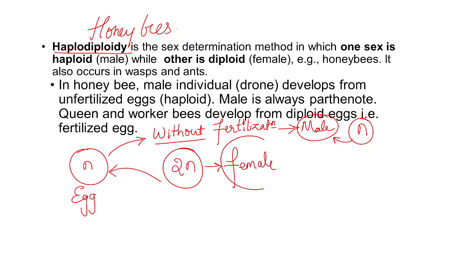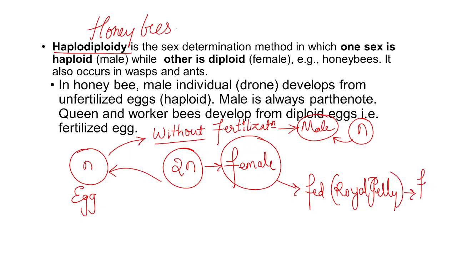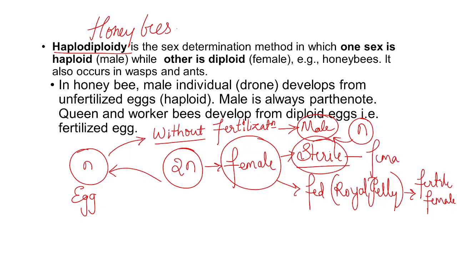And if it gets fertilized by a sperm, when it gets diploid, then it will develop into the female. And this female individual, if it is fed with royal jelly, it will become a fertile female. But if it is not fed with royal jelly, then it will become sterile. Even though it is sterile, it will be what? Female itself. That is why in case of honeybees, what type of sex determination takes place?